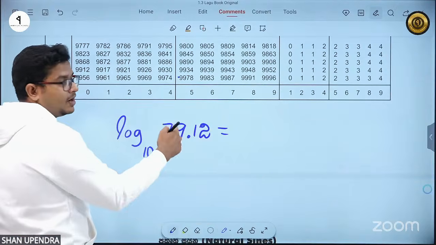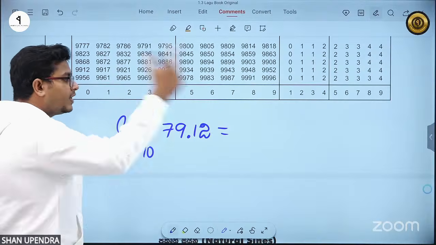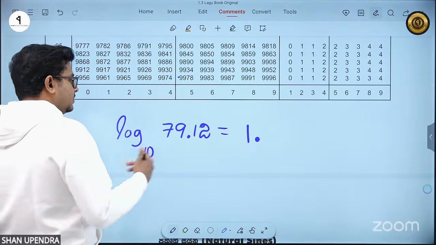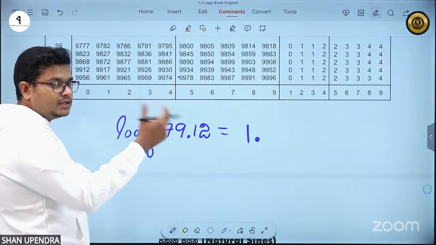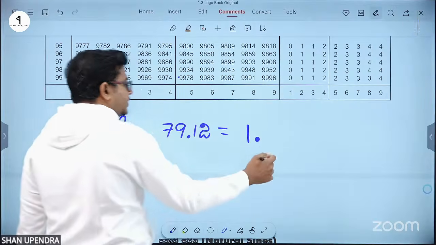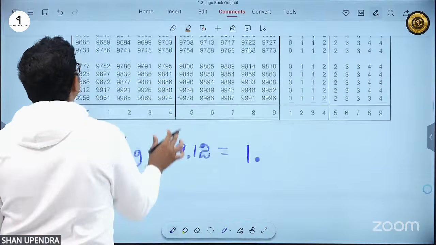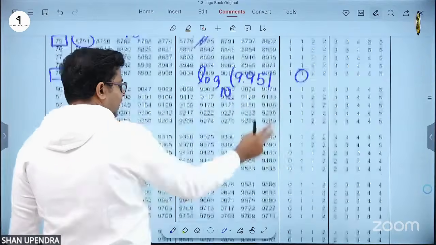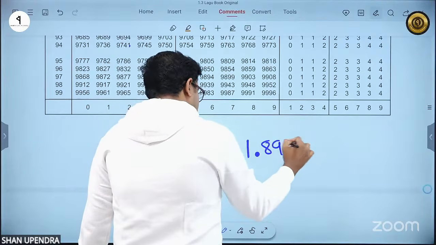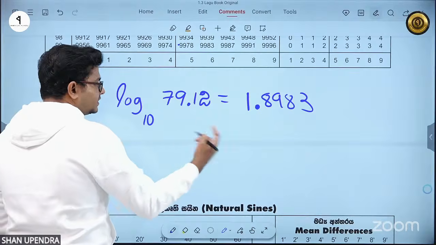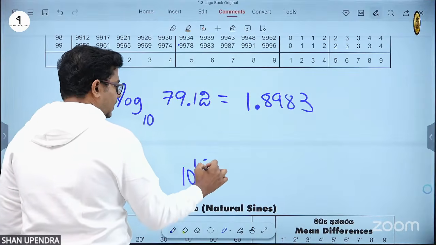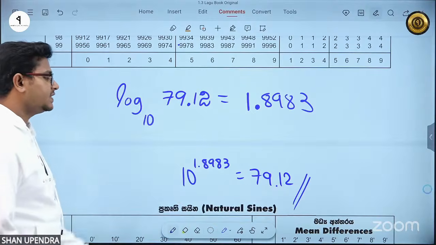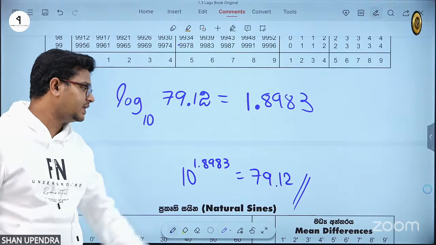79.12 means it's 7.912 into 10 to the power 1. Because of this, when you represent the log value, you can say 1 point something, because 79.12 is between 10 and 100. So it's 1 point that value. What is the value? 8982 plus 1 is 8983. If you want to represent it in index form, you can have 10 to the power 1.8983 equals 79.12. This is the concept: 10 to the power 1.8983 is 79.12.